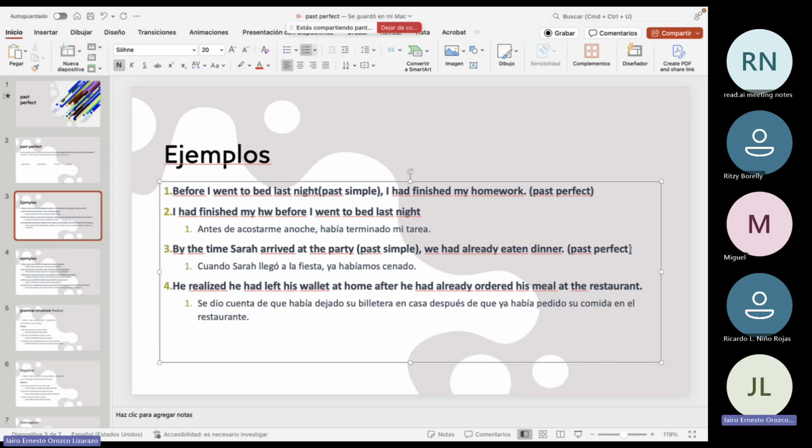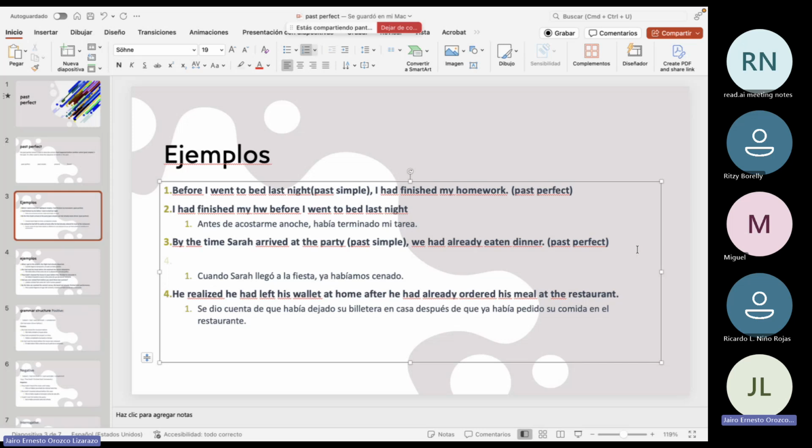By the time Sarah had arrived at the party. So you can write it like this, or you can write it like this. We had already eaten dinner by the time Sarah arrived at the party, right? So you can write it on both ways. There is no difference between both, okay?